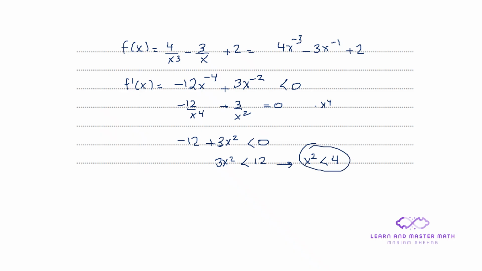Well, the values of x that are less than 4 when you square them are the values between minus 2 and 2. And you can check this if you're confused. So x is between negative square root of 4, meaning minus 2, and positive 2.